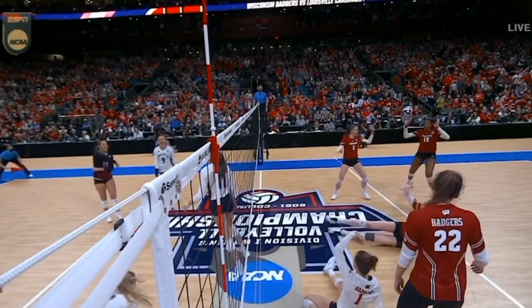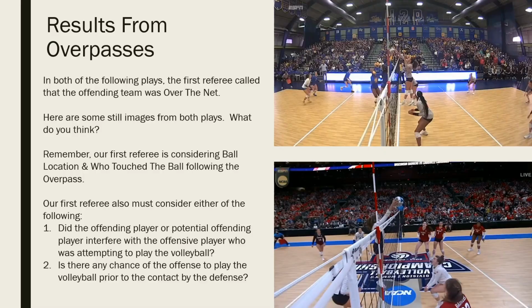The ruling is that in both of the following plays, the first referee called that the offending team was over the net. Here are some still images from both plays. What do you think?